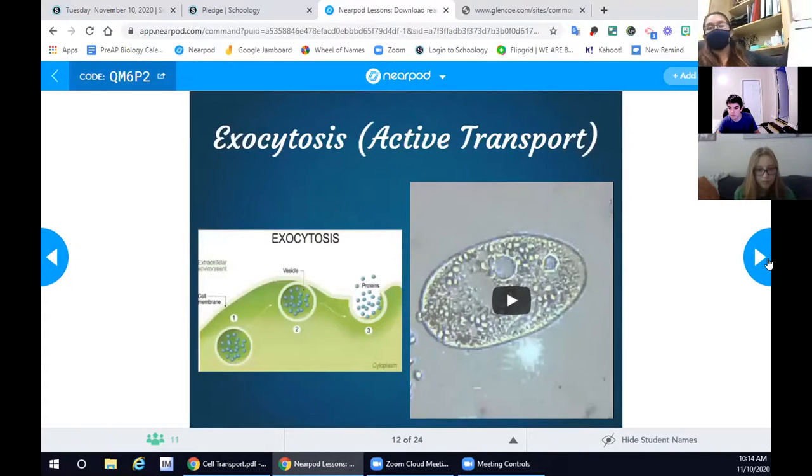Another type of active transport is exocytosis. This is the opposite of endocytosis. Instead of bringing things in, we're going to push things out. So the Golgi apparatus is going to package the waste, it's going to package the proteins, it's going to package whatever needs to leave the cell. It's going to package it in a membrane, and that membrane is going to fuse with the cell's membrane. Once it fuses, it's going to push everything out outside of the cell.